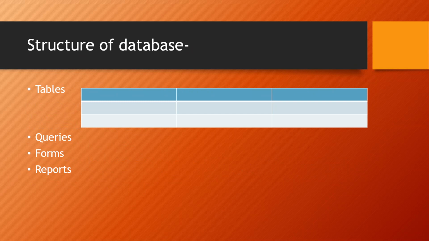So there are four main objects, children. First are the tables, queries, forms, and reports. So, the table I have shown here in this slide, children.